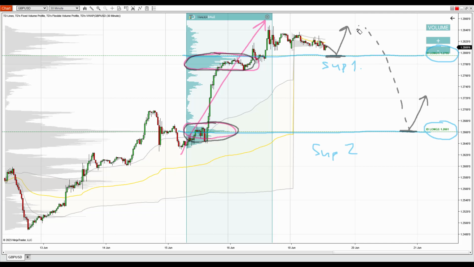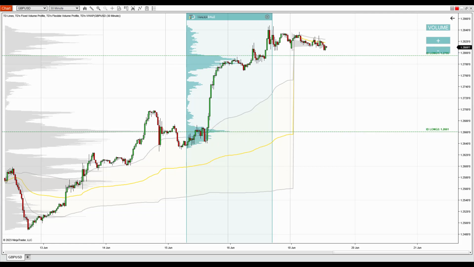And I'm not speculating on prices dropping to that first support and second support. No, I'm only saying that if the price drops to the first and second support, then there should be a reaction. So that's the trend setup on the British pound US dollar.